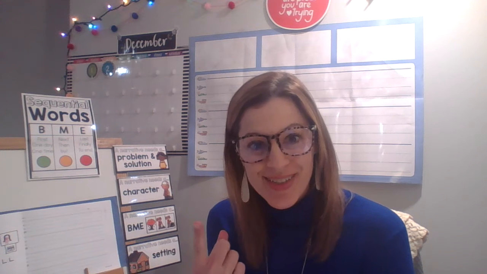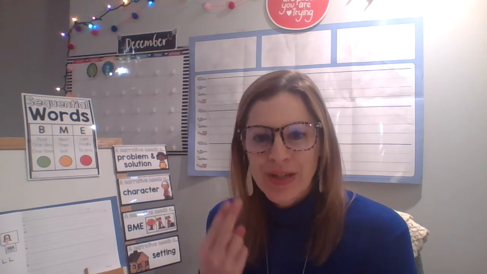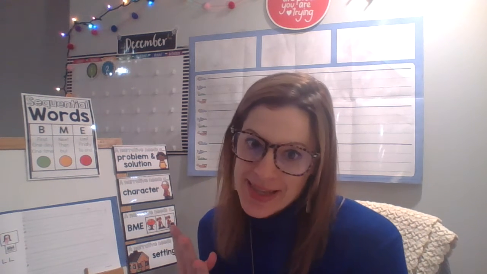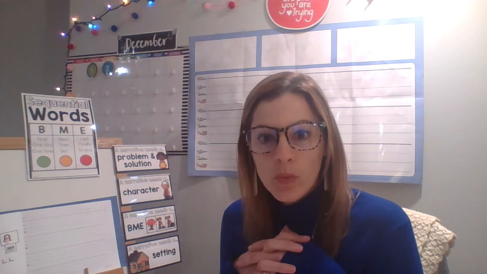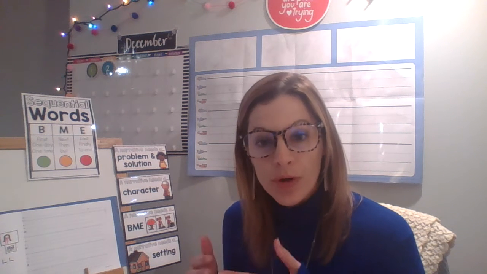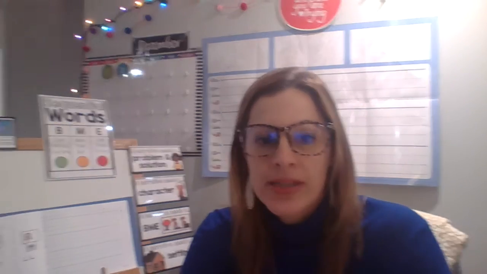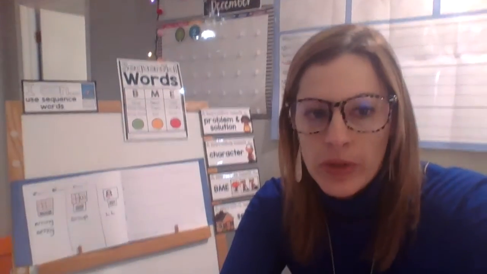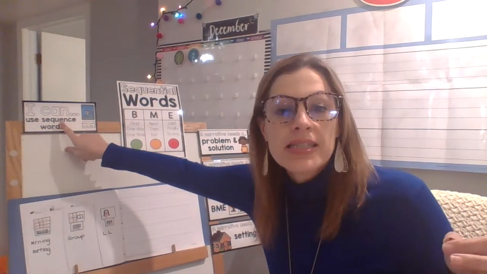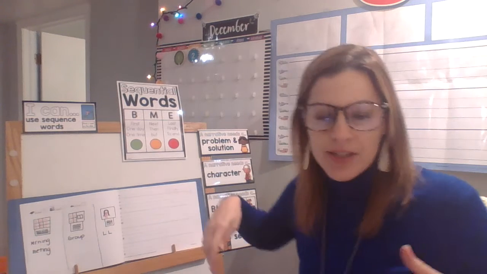Hi, kindergarten. So yesterday we reviewed narratives and that they have characters, they have a problem and solution, a beginning, middle, end, and they have a location or a setting. So we started working with words that tell order in our story. And we said that those kinds of words were called sequence words. And we are going to be using sequence words in our narrative today.